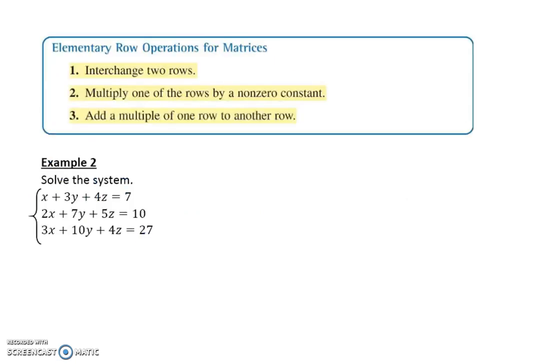Let's take a look at number 2. This is where we are going to actually solve the system. And there are 3 different operations that we can use with matrices. We can switch 2 rows around, so like you could switch the first and the third. You could multiply a row by a non-zero constant. And you can add a multiple of one row to another.